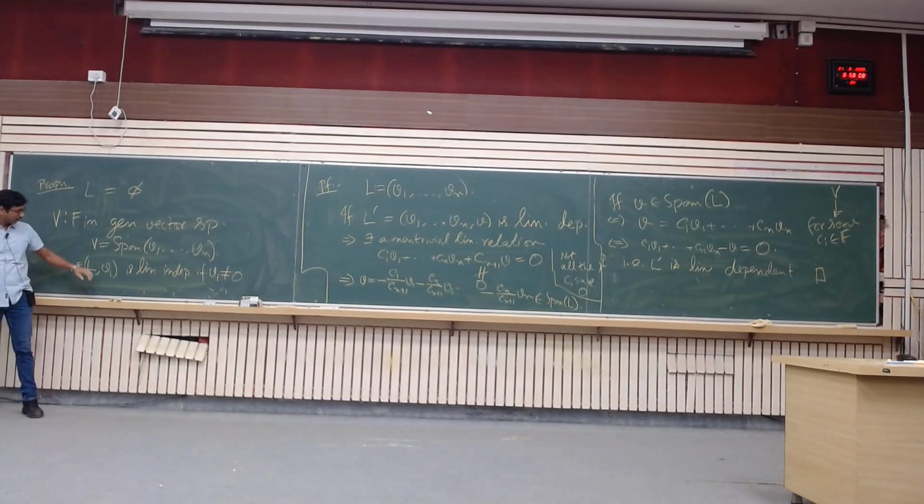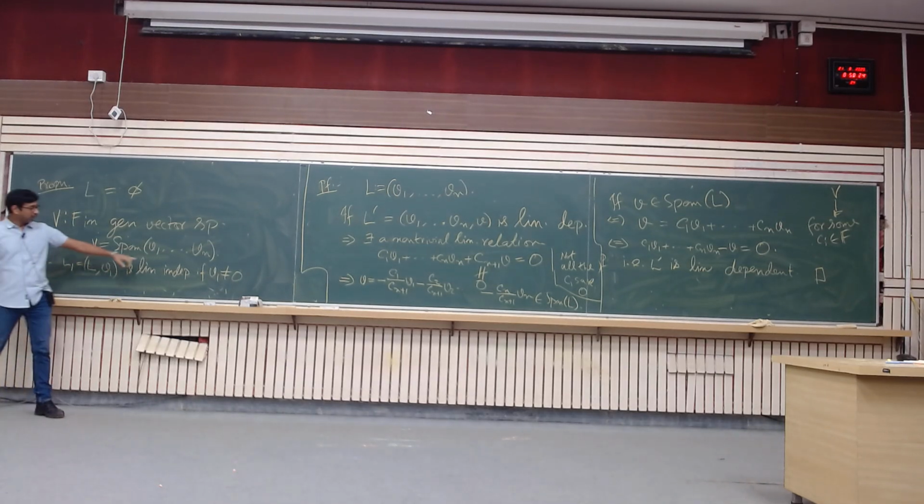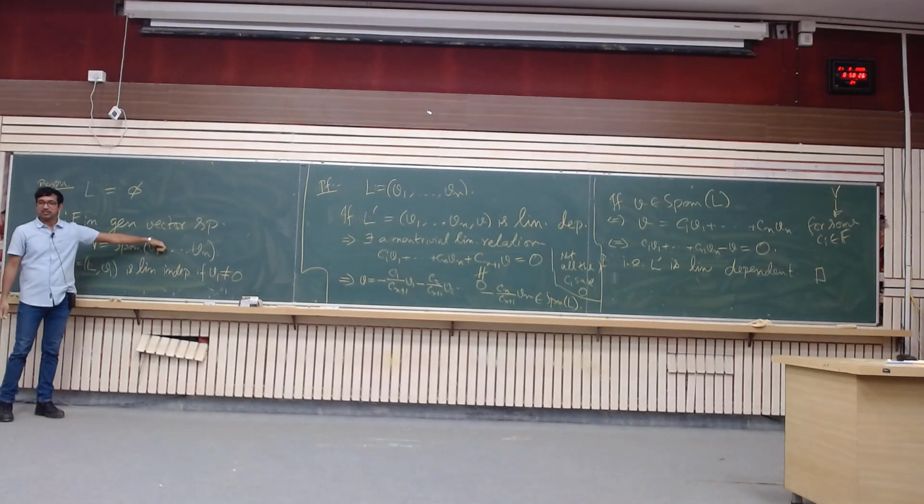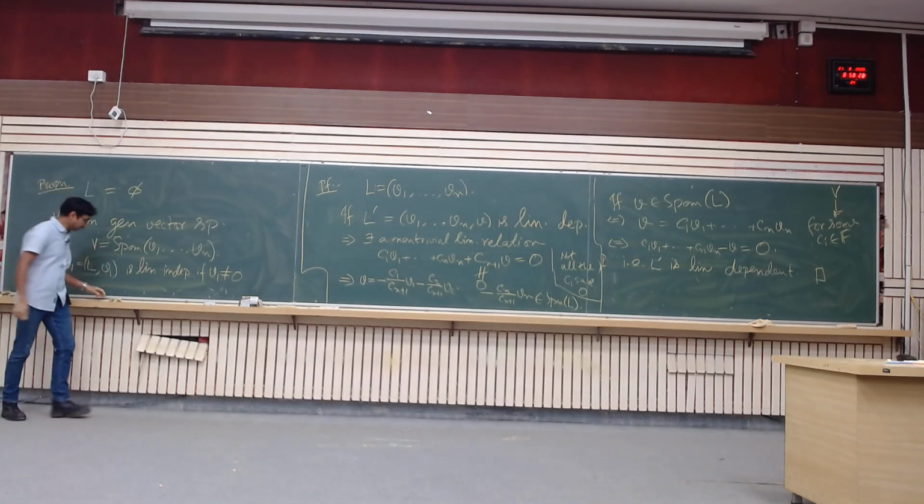If we are appending L with V1, well, there were no elements there at all, and you are now taking V1. And that is a linearly independent set. Now what do you do next? You append one more element from this, and keep on going.